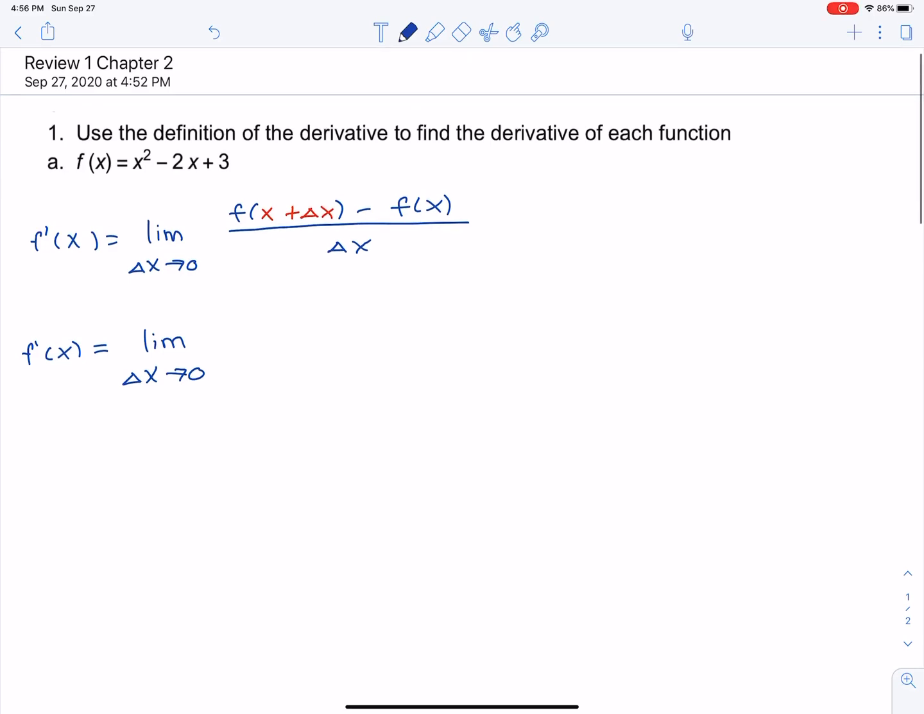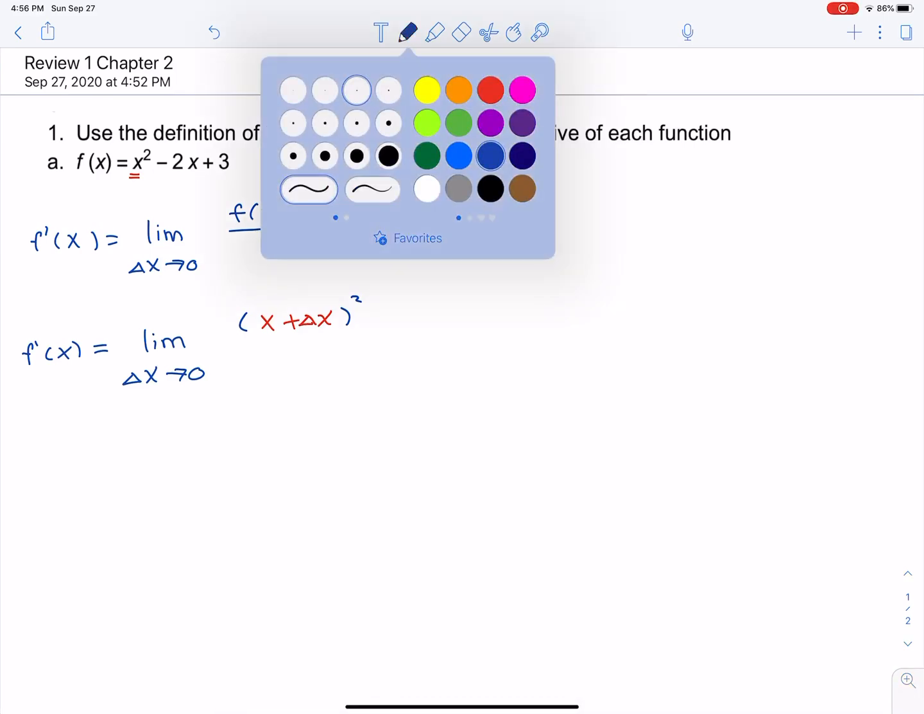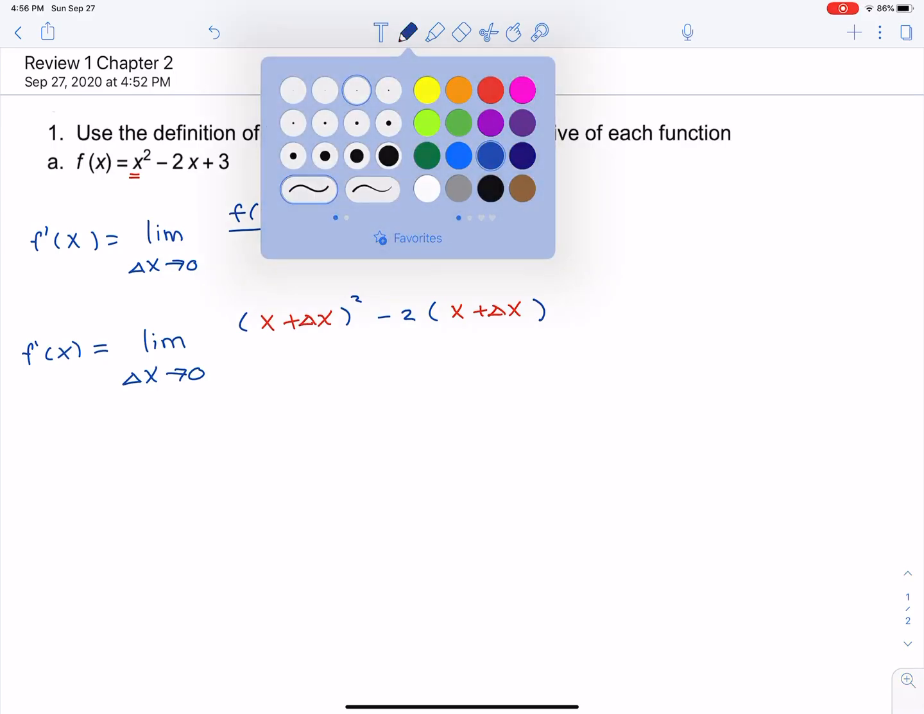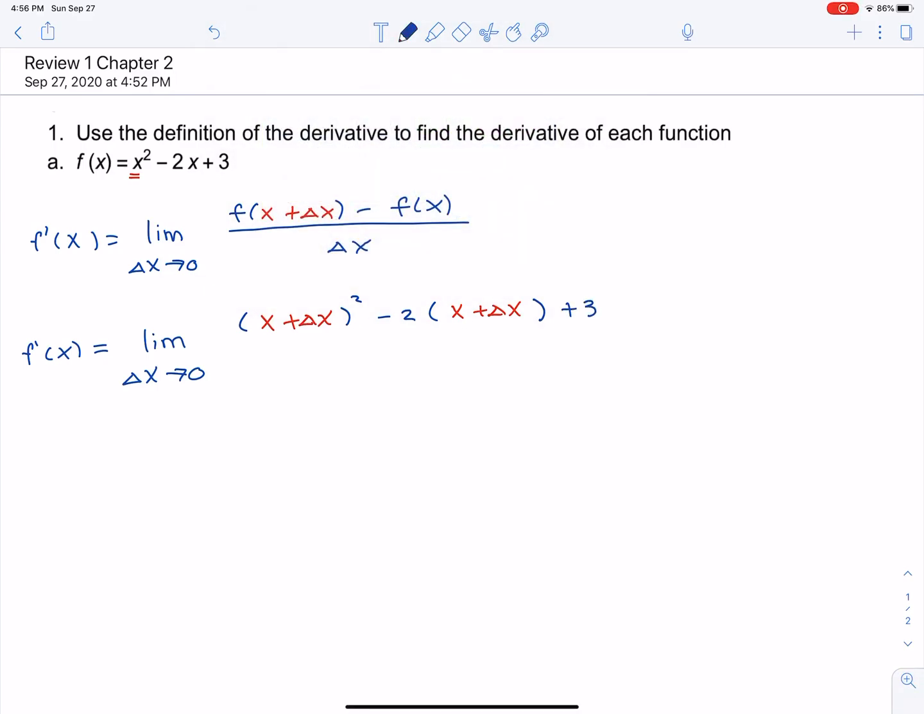So the first thing is x squared, but I'm going to be plugging in that x plus delta x. Again, wherever I have x, I'm replacing it with this. Okay, so then we say minus 2 times x, and again, x in this case is x plus delta x, and then plus 3. Since there's no x there, there's nothing to substitute in. Okay? So just to be clear, I have taken care of this part so far.